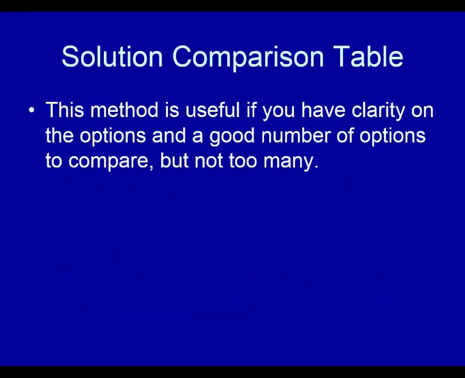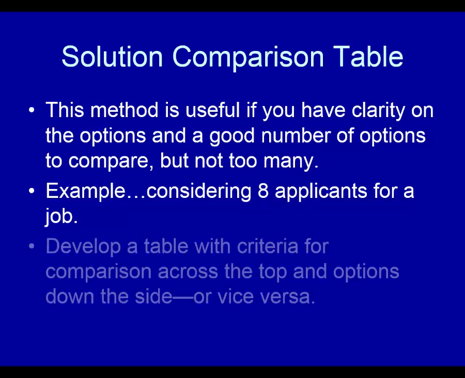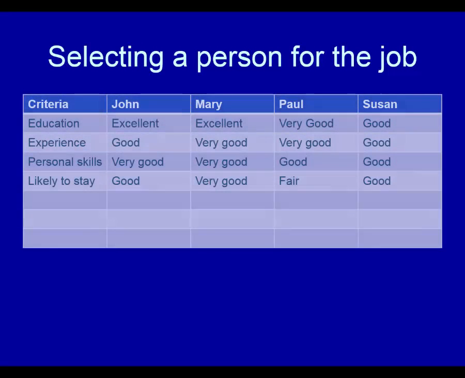The solution comparison table is another tool you could use. This method is useful if you have clarity on the options and a good number of options to compare, but not an enormous number, not 20 or 30. Example, considering 8 applicants for a job vacancy. So you develop a table with criteria for comparison across the top and options down the side or vice versa. I'm going to show you an example here. Here is an example. If you will, hit the pause button, look this over and decide who has the best credentials for the job based on these criteria.